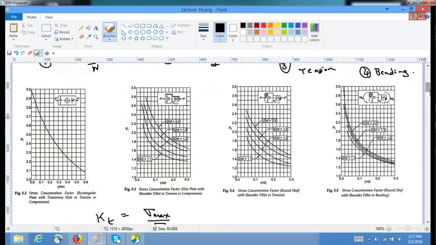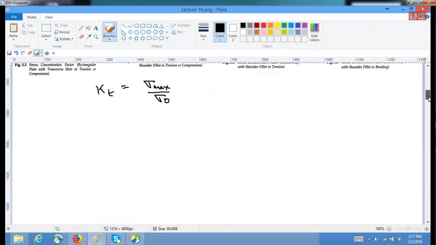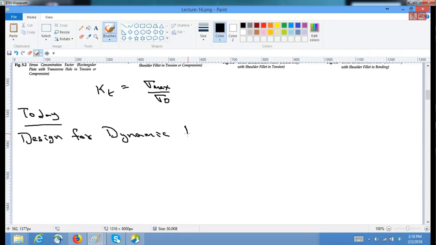Okay. Now today we'll go further into dynamic loading, and the topic we'll study today is fatigue loading, so fluctuating stresses. So now we are talking about design for dynamic loads.